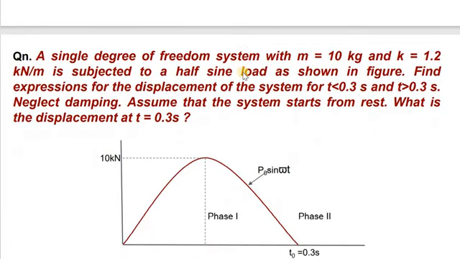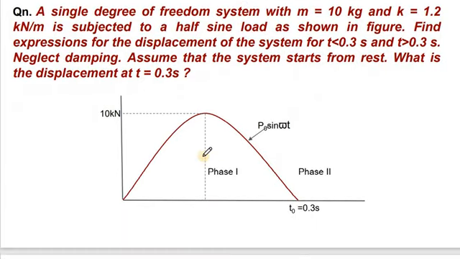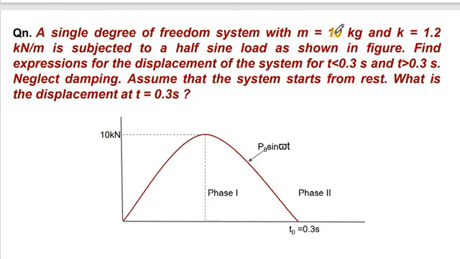Now let's just look into a simple problem. Here in this problem, the mass is given, K is given. It is subjected to a half sine load as shown in the figure. Then find the expressions of the displacement of the system for t less than 0.3 and greater than 0.3, that is, both the phases. And what is the displacement at t equal to 0.3? At here, what will be the displacement?